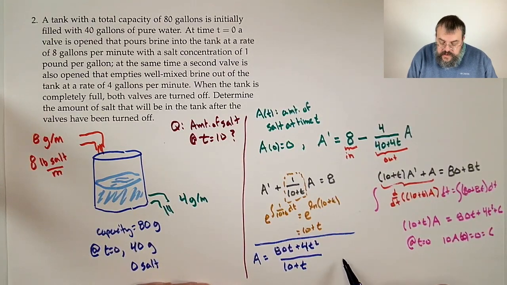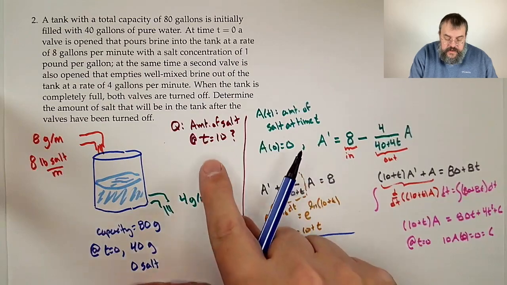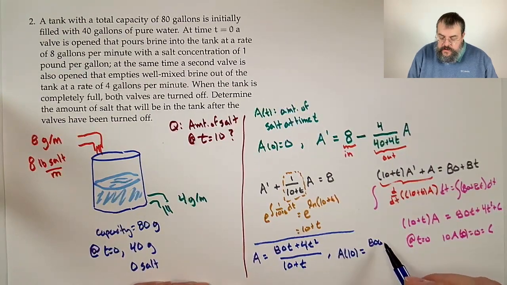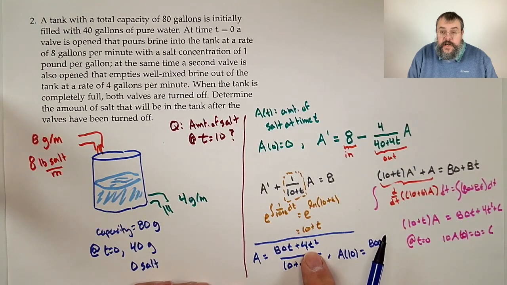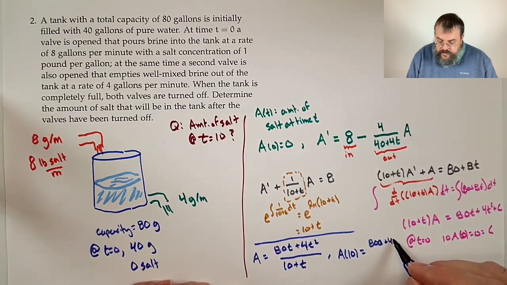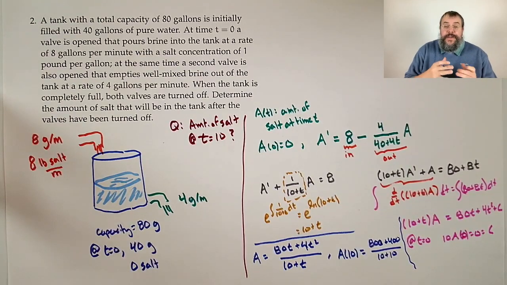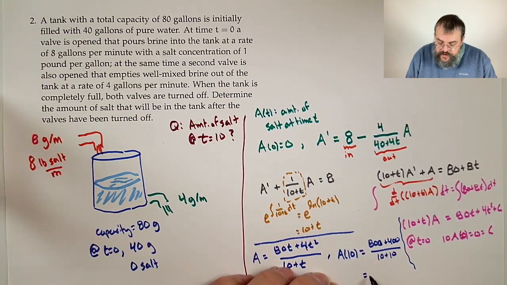So the last thing is plug in 10, and we'll see A of 10. Well, that's 800 plus 4 times 100, so 400, over 10 plus 10. So 800 plus 400 is 1200. 10 plus 10 is 20. And if you take 1200 divided by 20, we get 60.